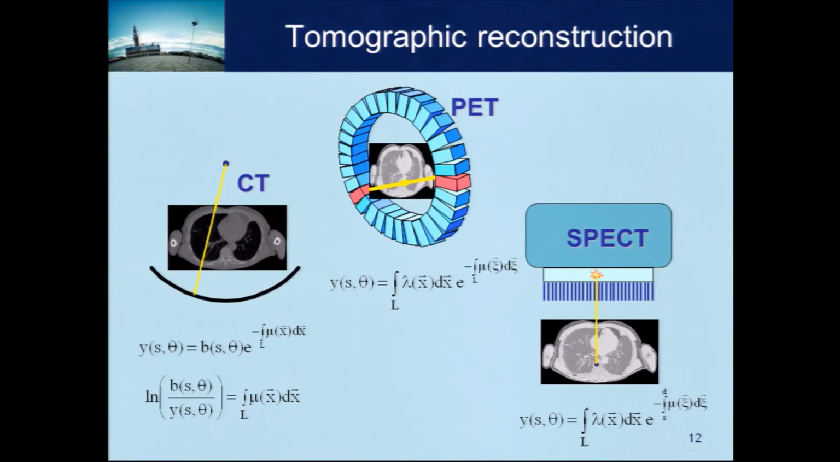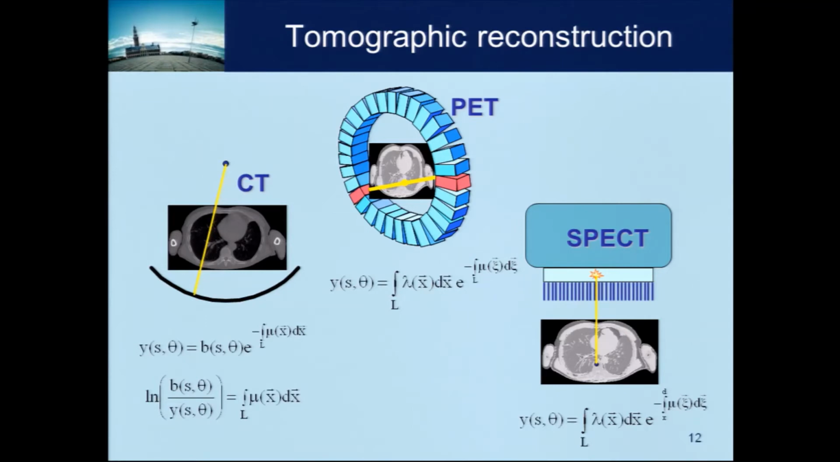So now, to cover the next section of this talk, it's about tomographic reconstruction. I've described very briefly how we detect events in PET and SPECT, and from those events we can construct projection views from multiple angles around the patient.